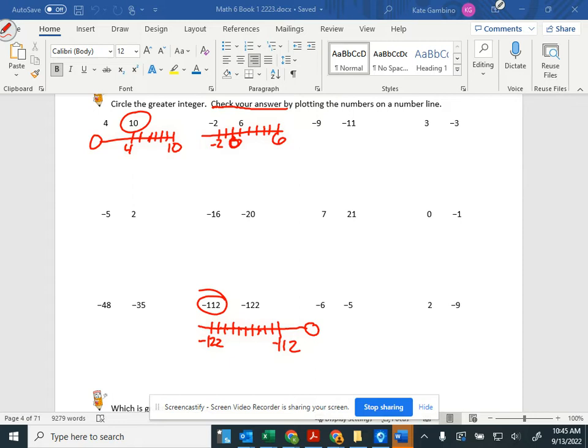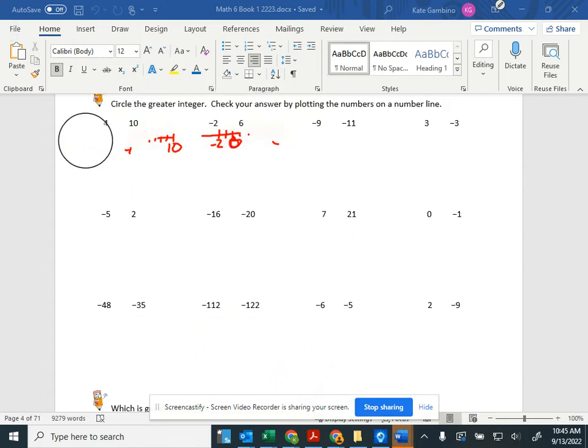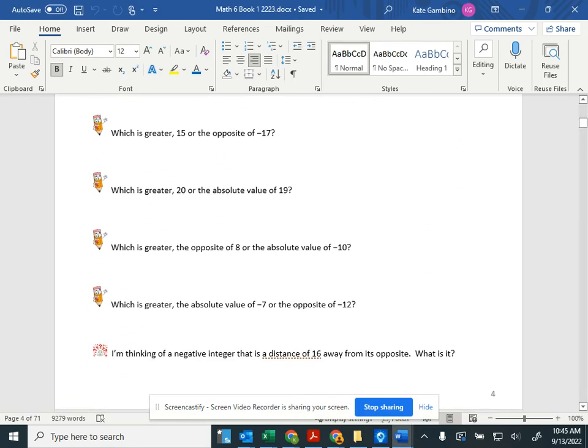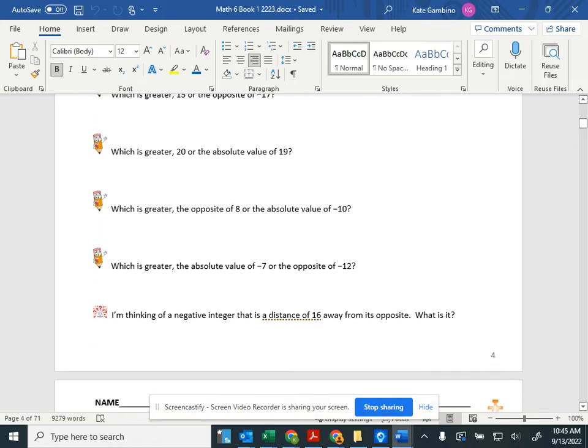So let's look at our next section. We have these 2 pages for homework. Well, let's just go through it. These ones are word problems.